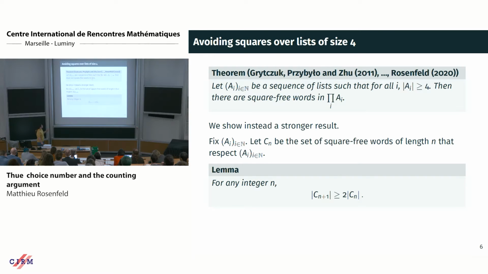And now what I want to prove is the following lemma, which is that the size of C_{n+1} is always at least twice the size of C_n, which is way stronger than what we had before, right? In particular, this implies that the size of C_n is at least 2^n, because the empty word avoids squares, so there's at least one word of size 0. And clearly 2^n is larger than 1, so we have at least one word of every length, right?